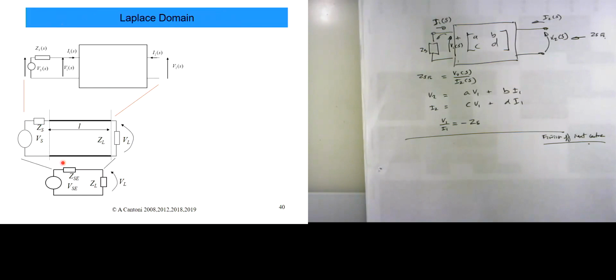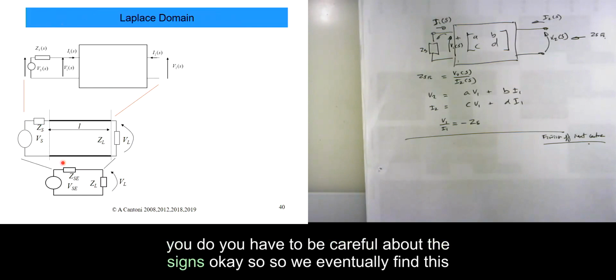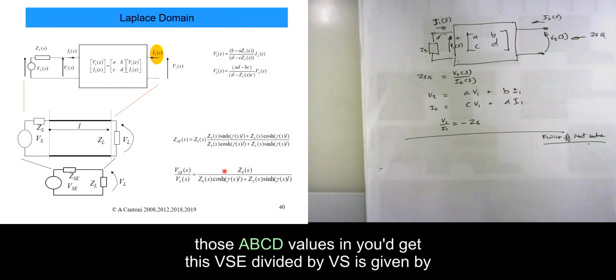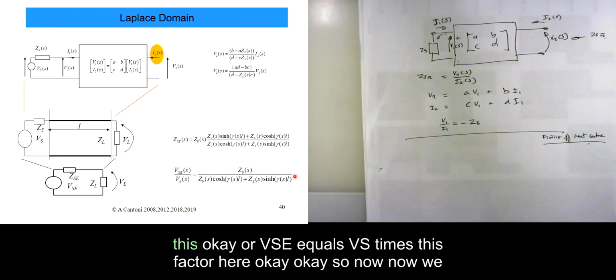But when we come to the next one, you have to be careful about the signs. So we eventually find this, and when you plug in all those ABCD values, this is what you get. VSE divided by Vs is given by this, or VSE equals Vs times this factor here.